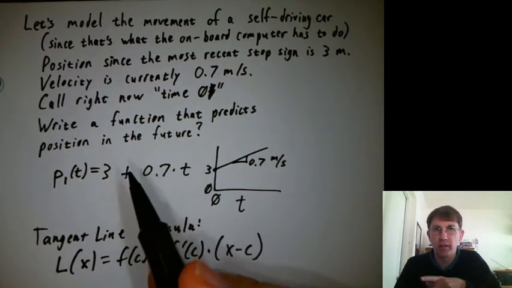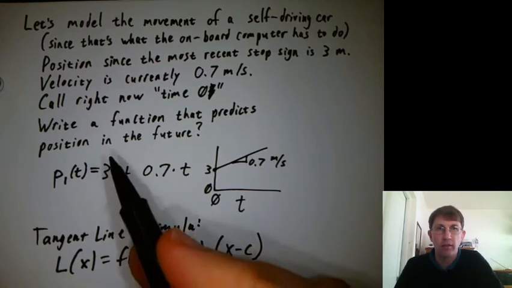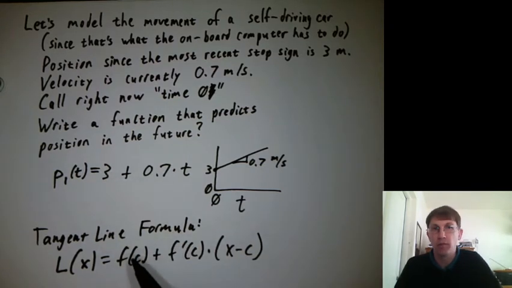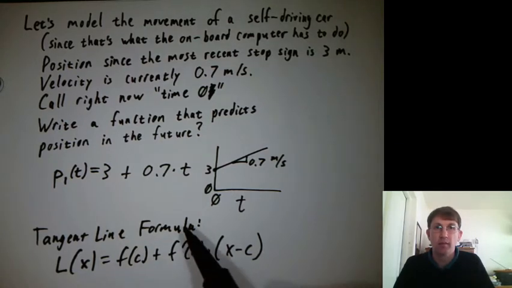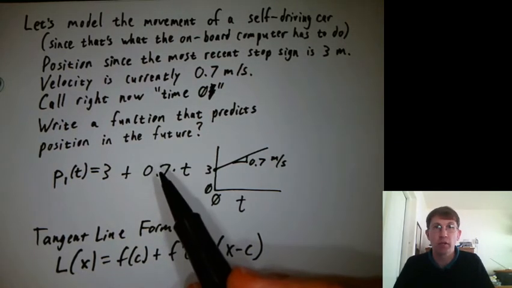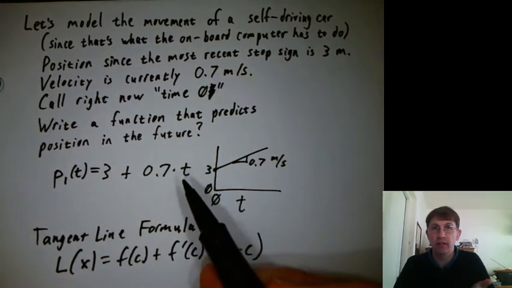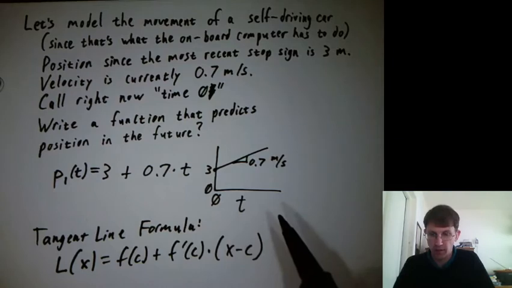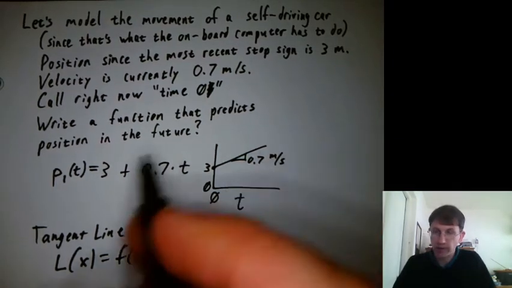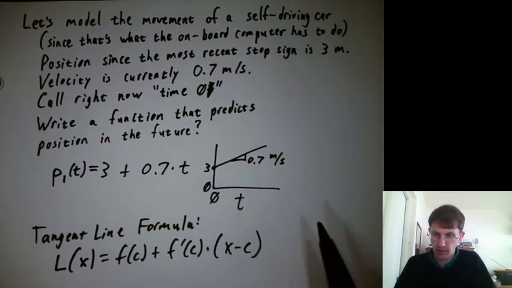Our formula here is a little bit simpler, but it does have an initial value, our position at time c, whatever c is, for us it's 0, and then some kind of rate of change, like 0.7 meters per second, times some kind of elapsed time. For us, t is the elapsed time since time 0. So that's a good kind of analogy to make between those two.